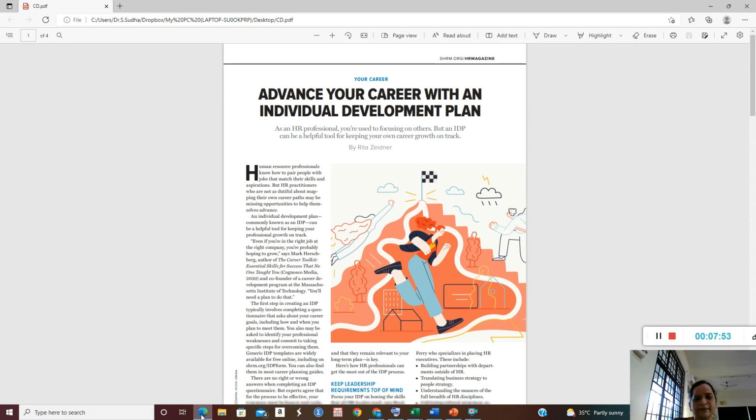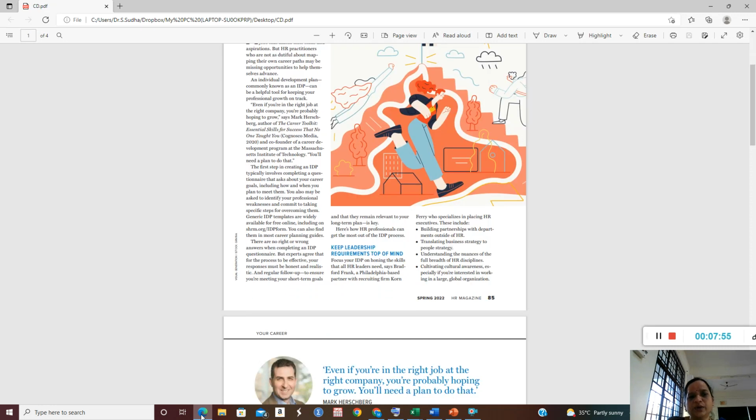The first step in the individual development plan is that it typically involves a complete questionnaire that asks about your career goals, including how and when you plan to meet them. So they're asking you for a time frame. Whether it is a short term, medium term, or long term career goal, for example the next 2 years, where you want to see yourself, all those are questions that help you provide clear cut answers.